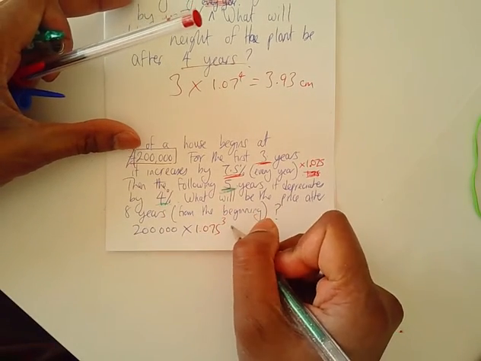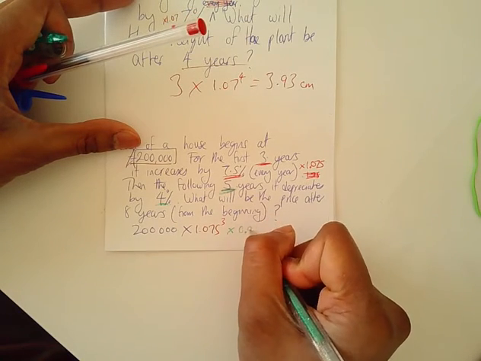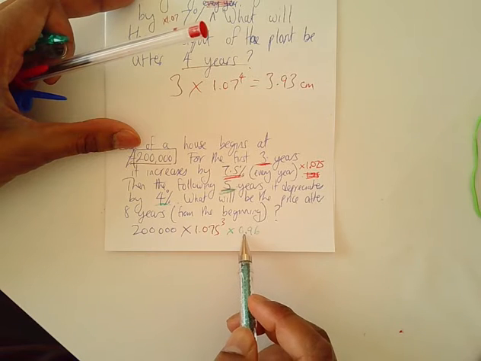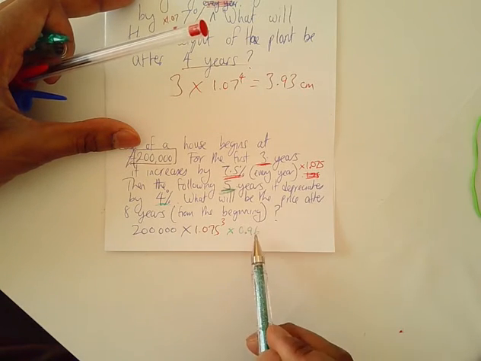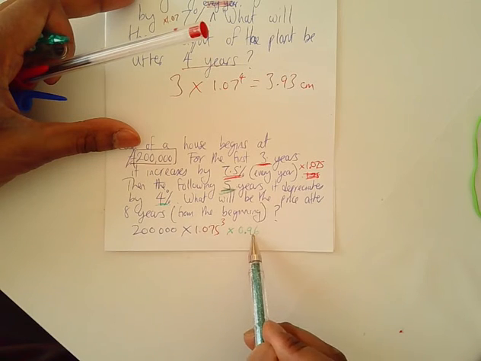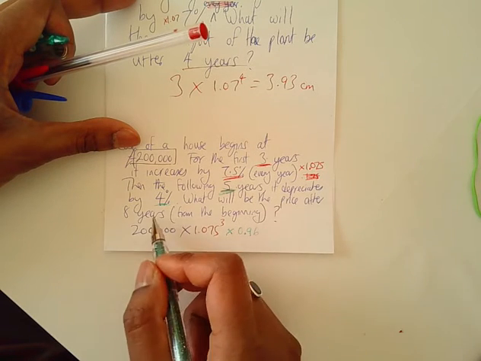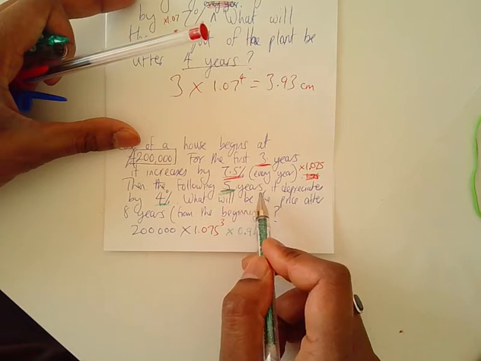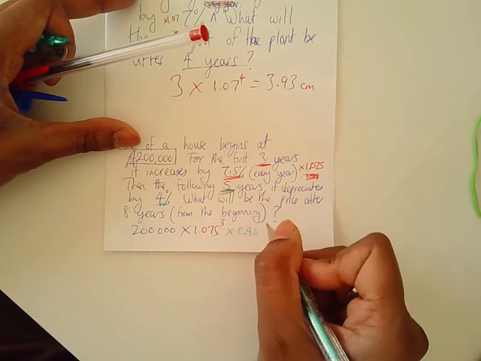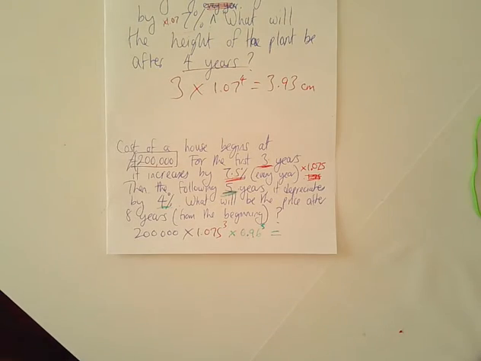So the multiplier is not going to be 1.04. It'll actually be 0.96. Now in a previous video I explained why it's 0.96. It's going down. Notice number bonds, 96 plus the 4 makes 100. So it goes down by 4% over a period of 5 years, to the power of 5. So that's what I'm going to work out.